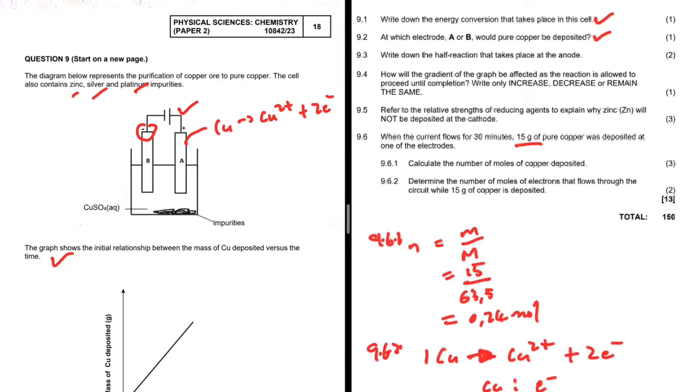Why do I say so? Cu to the 2 plus is less reactive compared to H plus. The question now is, how do I know which species is less reactive compared to the other species? Well, in the description of the video, I'm going to put the species from the least reactive to the most reactive. So make sure that you check that out in the description.